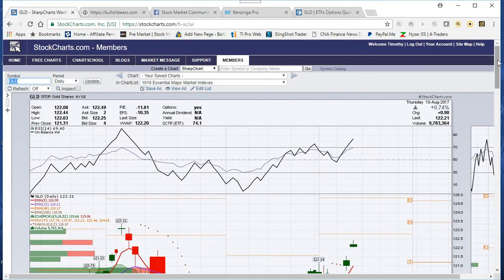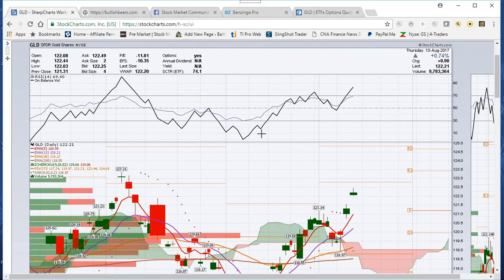So looking at the daily chart, on balance volume is tracking, like I told you guys before, tracking with the RSI. Both want to shoot to the upside. 123 is going to be our first target, and we are almost there now. May pull back a little bit after that, but I'm looking to go higher.